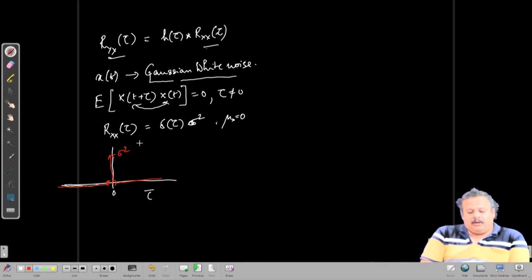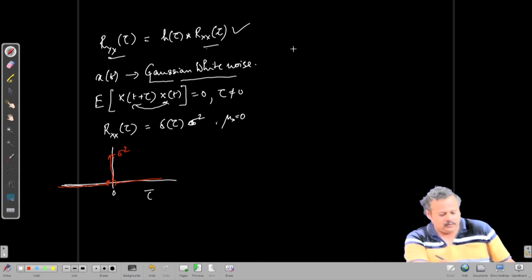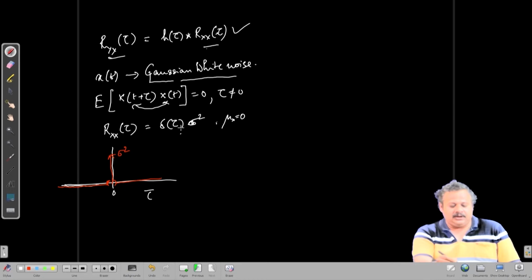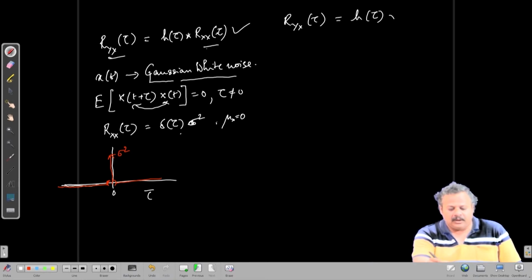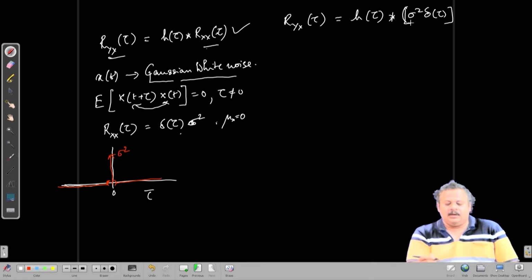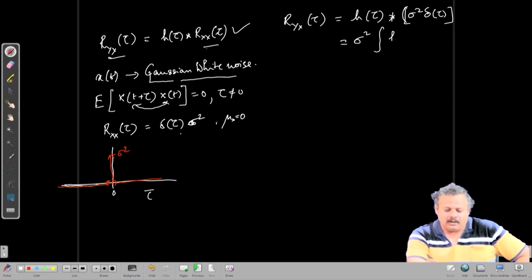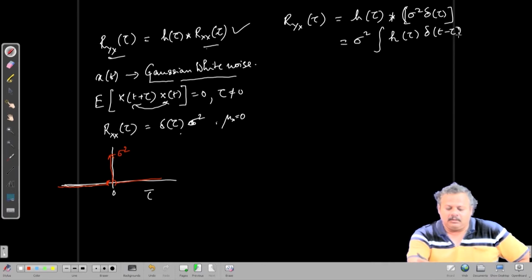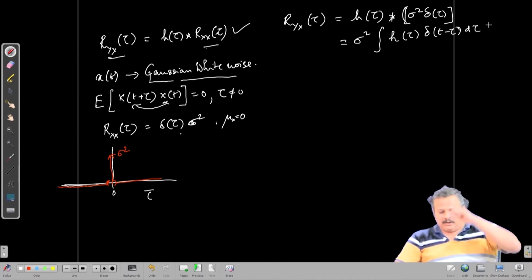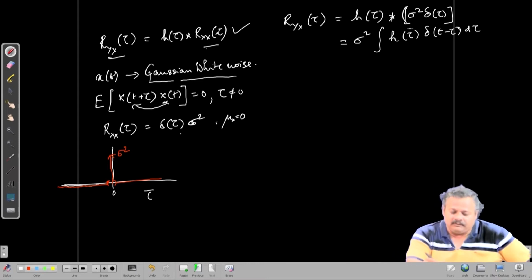So, now the convolution of h(tau) and Rxx(tau) that we have here: if we use the autocorrelation function as described here, then our Ryx(tau) becomes the convolution of h(tau) and this sigma square delta(tau). Convolution is nothing but an integral, and the sigma square can come out of the integral, and here we have essentially the integral of h(tau) delta(t minus tau) d tau.